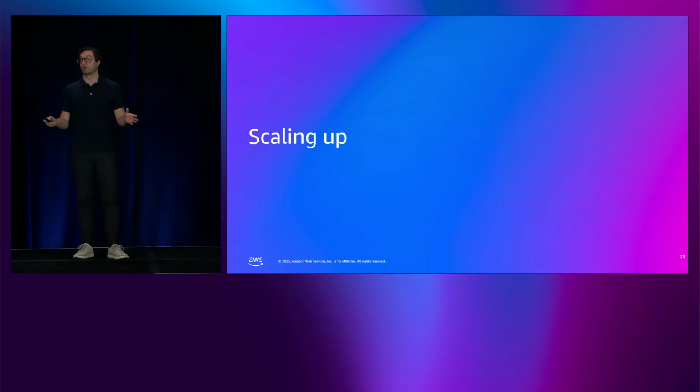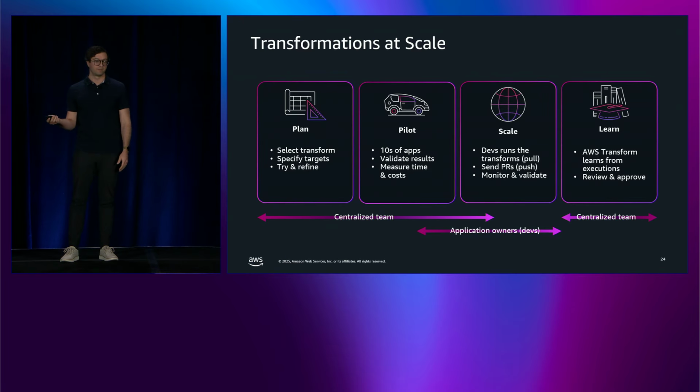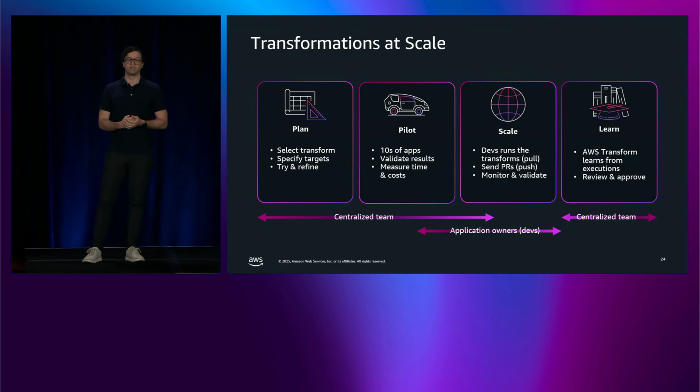Scaling up. So, okay, pretty cool. I can transform one repo, but I've got 500 repos I need to transform. How do I do that? So based on our beta experiences with our customers so far, we found certain patterns that seem to work well that kind of map to different people with different jobs within a large organization.